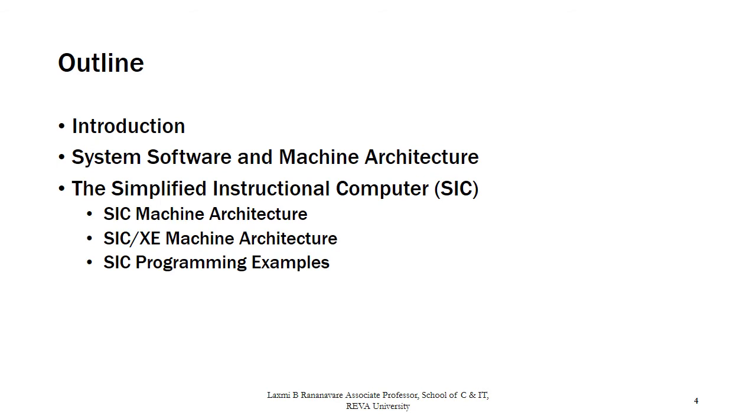So we are going to see the background, the introduction for this subject. Then we are going to see what is system software and machine architecture. Then we are going to see a hypothetical machine called SIC. The long form of SIC is Simplified Instructional Computer. There are two versions of the SIC machine: the SIC machine architecture, and the second one is the SIC/XE machine architecture. And we are going to see some SIC programming as well as SIC/XE programming examples.